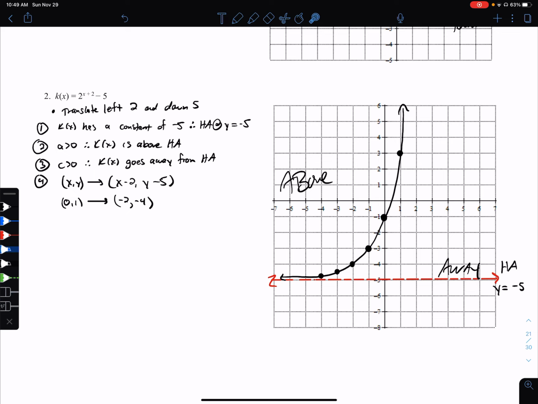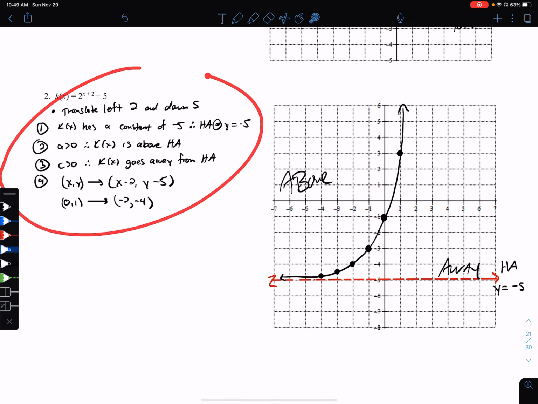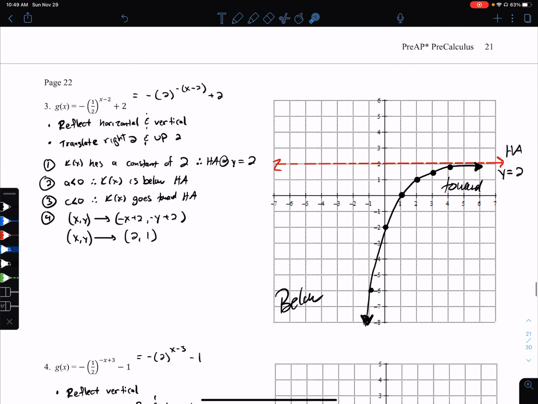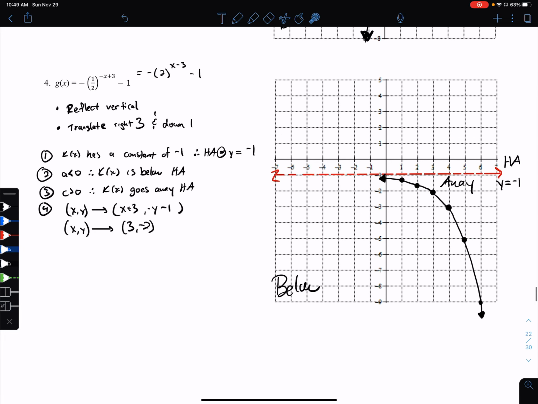I did a lot of copying and pasting with this stuff. Hopefully I changed all the numbers correctly. Here's number 3. I did even more copying and pasting this time. And then here's number 4. A lot of copying and pasting. Hopefully I changed all the numbers. That completes the notes for 7.5.